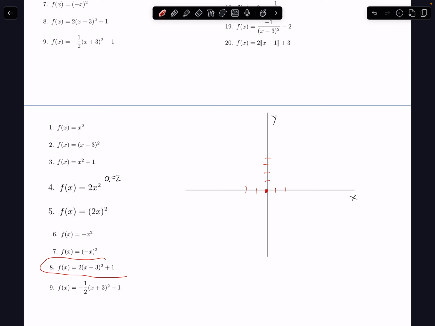Okay, so number 8, let's start with my original function, right? The original function is here, here, here. I keep graphing this thing over and over. In the red. Oh, that was pretty ugly.